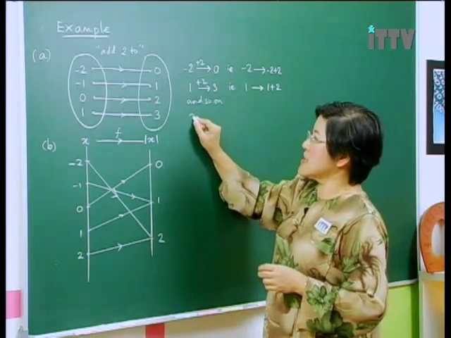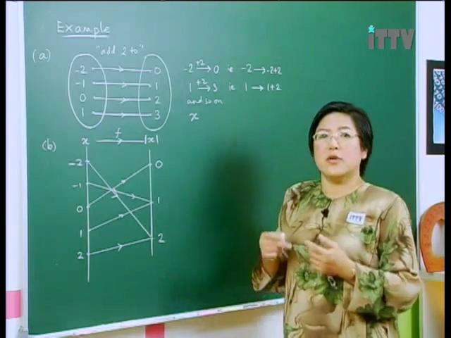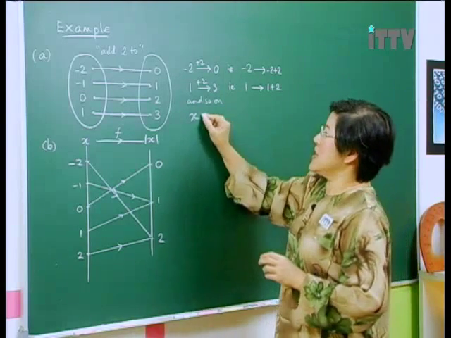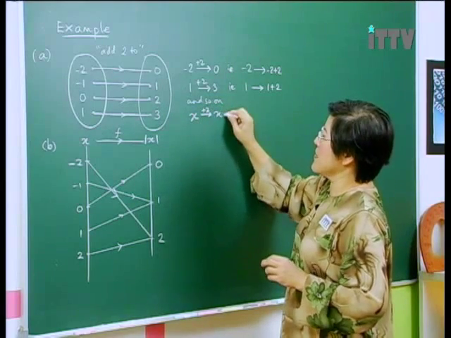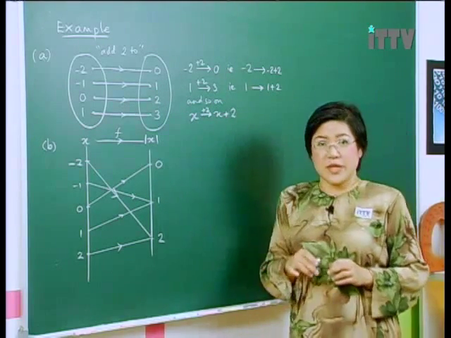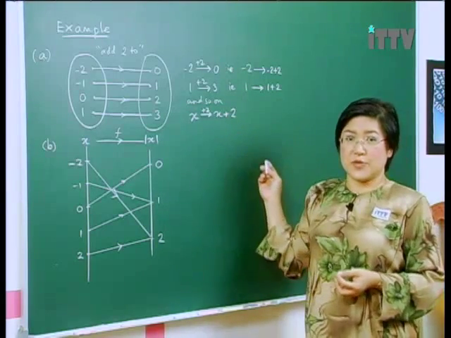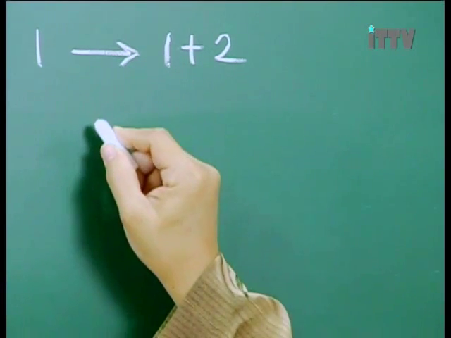If we generalize it and use the letter X to represent the object, what do you think will be representing the image, viewers? As you can see, we can take the object X and add 2 to it, and the answer given will be X plus 2. Hence, the function of f for part A can be written this way.